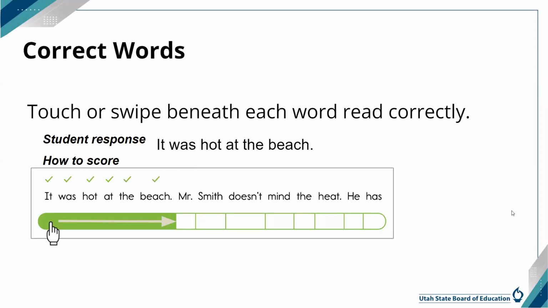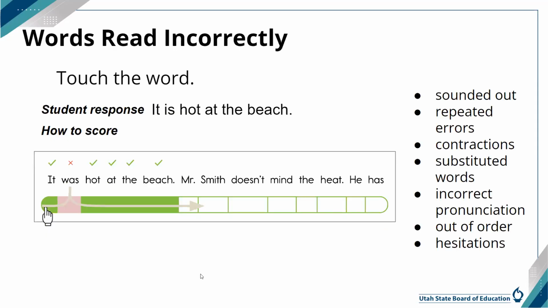So with oral reading fluency, we're going to touch or swipe beneath each word read correctly. If a student is fluent, you're going to definitely want to be swiping across that bar. If they're reading word for word, you can just tap underneath the correct letters. Just like with letter naming fluency, we see green checks for correct words and red X's for incorrect words. Again, that cursive method of swiping across, going up to the incorrect word and then back down into the bar can be very valuable when a student is reading fluently but makes an error.